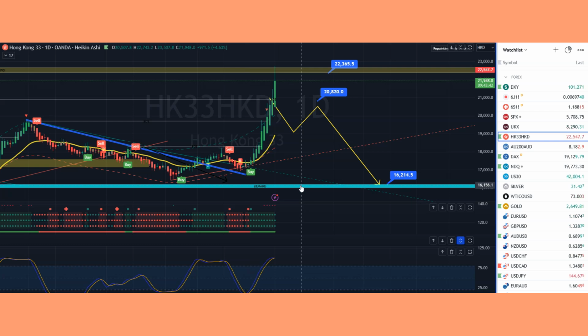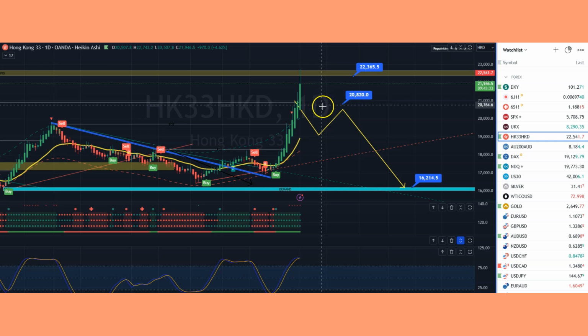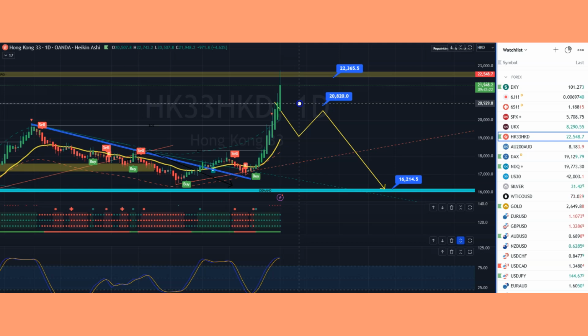The answer is no. It is parabolic, and I've still got it highlighted because it may come back and then go back up again. We may have an opportunity to buy it again. However, understanding you don't want to be entering at this top price here, which hit our target 22,365 and 20,820. You don't really want to be entering at the late stages of this price cycle.